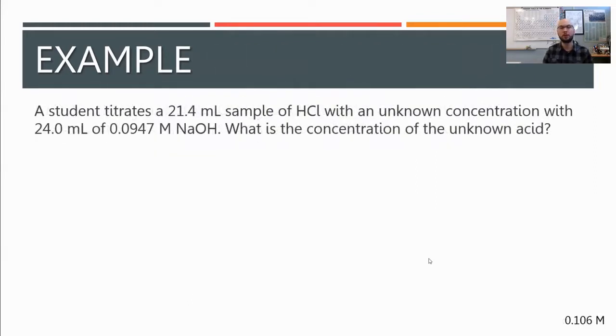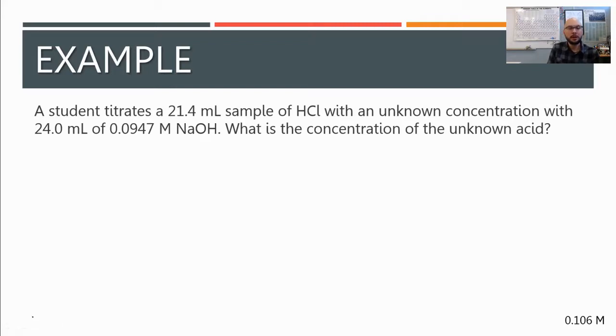A student titrates 21.4 milliliters of hydrochloric acid with an unknown concentration with 24 milliliters of a 0.0947 molar sodium hydroxide. What is the concentration of the unknown acid? The reason why we always know the concentration of sodium hydroxide is it's made by taking solid and dissolving it into water. So we can measure the amount of solid that we're using and how much water and get a very accurate concentration from that. Our scale here goes to the 3rd decimal place, so 1,000ths of a gram, which is pretty ridiculously small. So we can accurately measure exactly how strong our bases are.